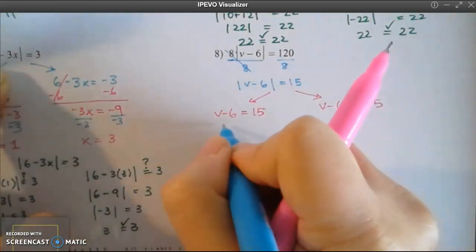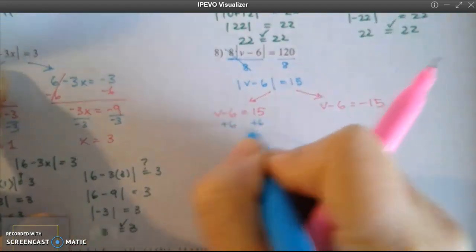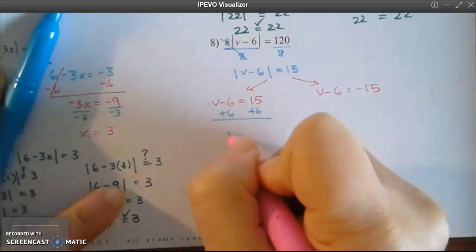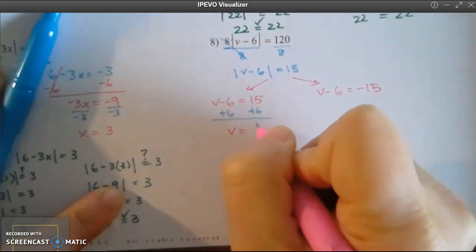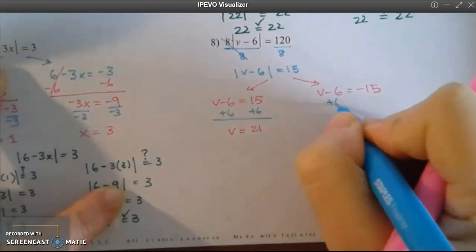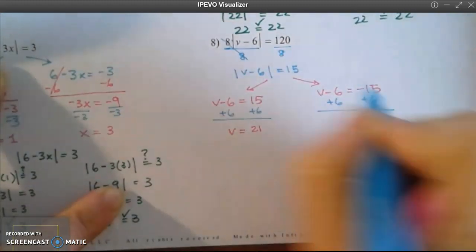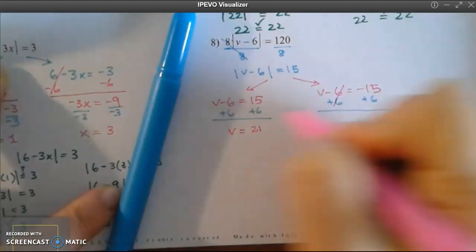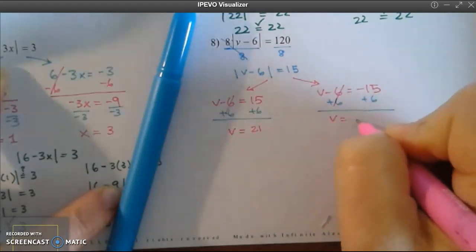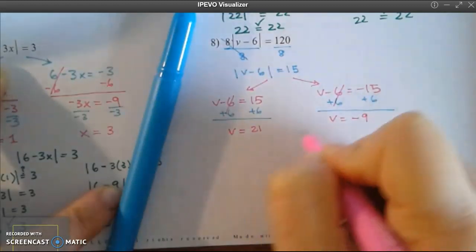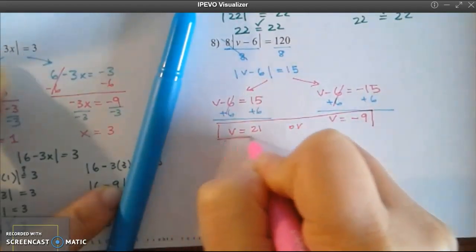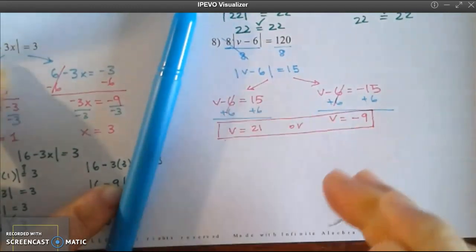So what do I do? I need to add 6 to both sides to get rid of the minus 6, and that leaves me with v is equal to 15 plus 6, which is 21. The other side, I need to add 6 to both sides. That leaves me with v is equal to negative 15 plus 6, which is negative 9. Okay, notice that my two solutions are not positive and negative versions of the same number. They are very different numbers.